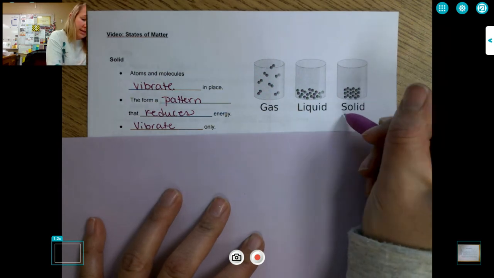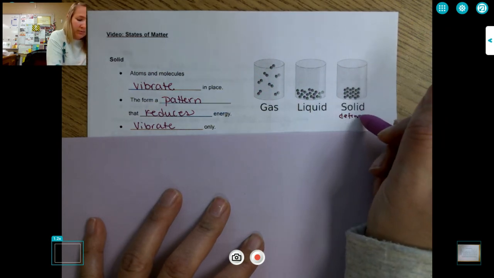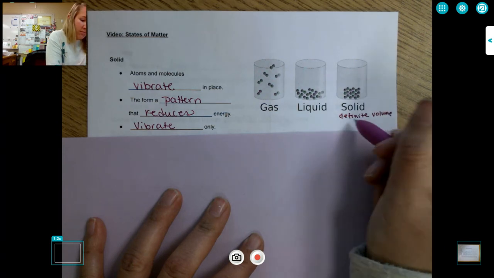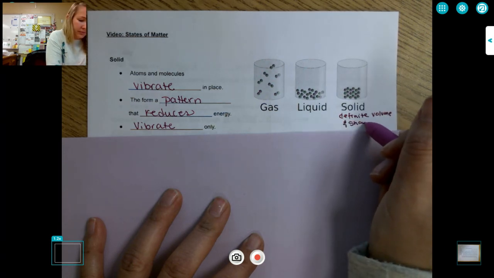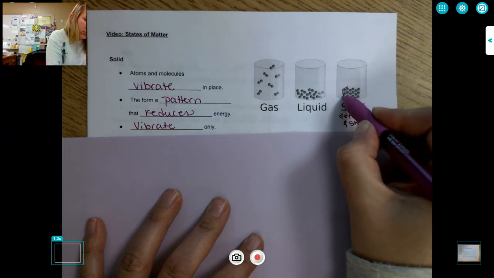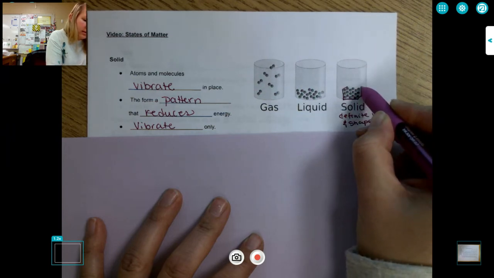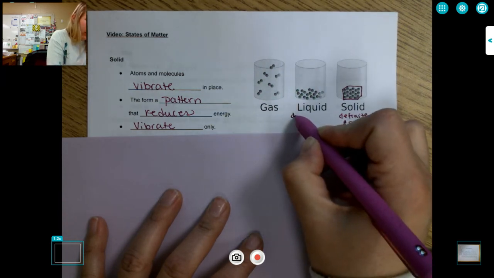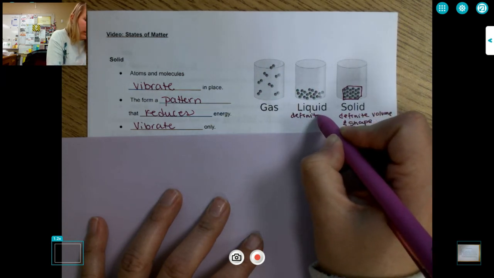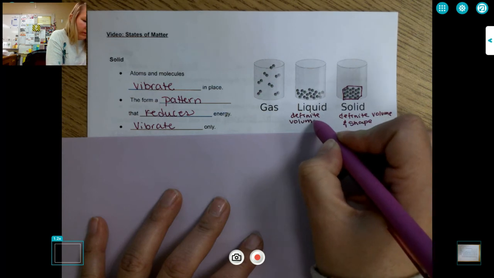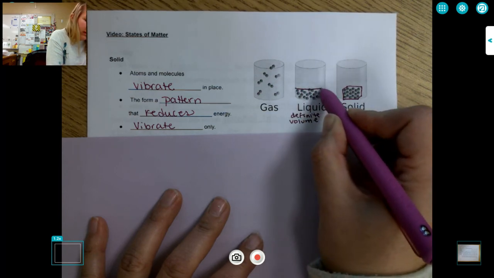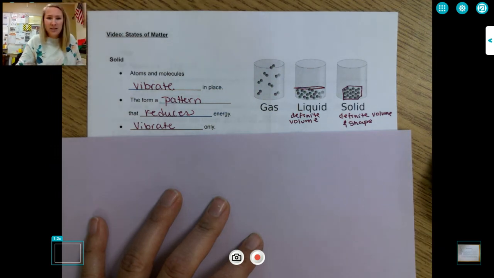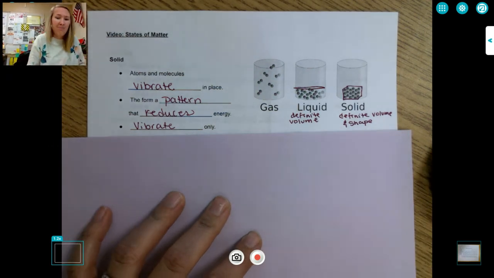So solids have a definite volume and shape. Right? The size of our cube is its size no matter what. Our liquids have a definite volume. Right? They only fill up this much of our container. However, they have an indefinite shape. That means that they take the shape of what they're in.